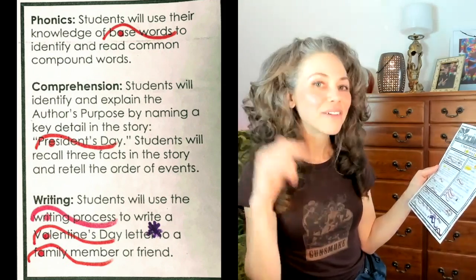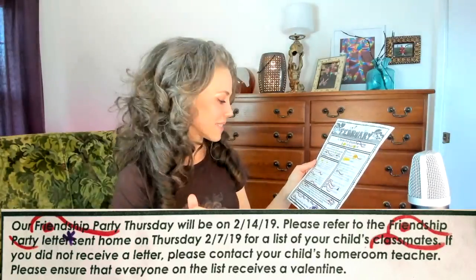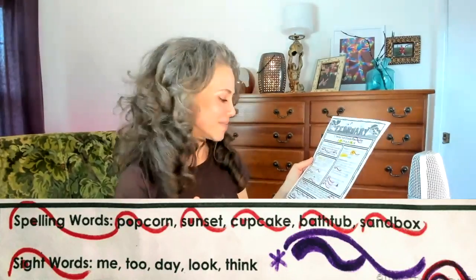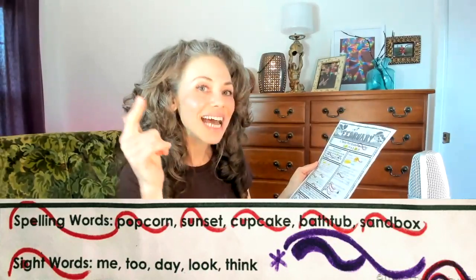And see, here's one where English learners would tend to make a mistake and they would tend to say writing process, but that's not right. It's not writing process, it's writing process. Valentine's Day, family member, not family member, no, family member, friendship party, classmates, spelling words, popcorn, sunset, cupcake, bathtub, sandbox, sight words. Yes. So I hope that your ear really picked up that it's the same pattern every time.